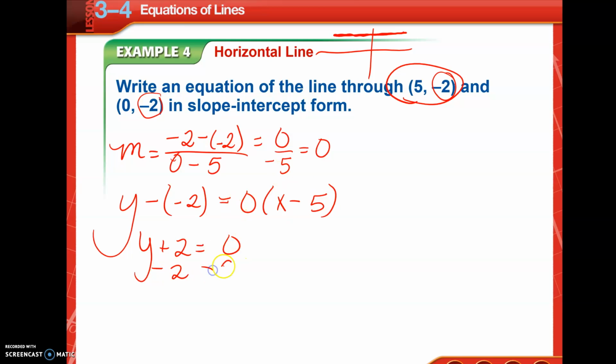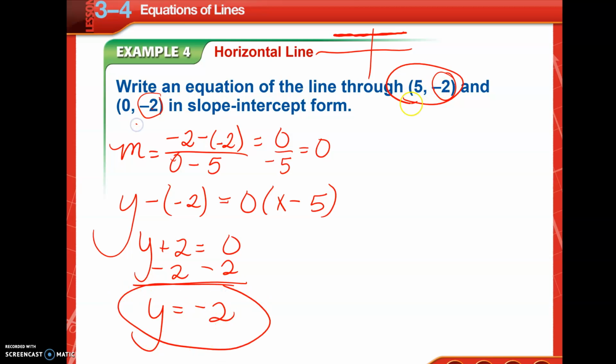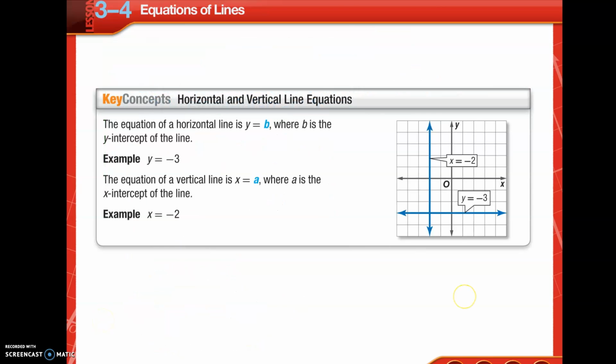And then I want to subtract over my 2. So y equals negative 2. Notice my y's are equal to negative 2, both of them. And my equation is y equals negative 2. That happens every time I have horizontal lines: the y's are the same. When I have vertical lines, whatever points I have, the x's will be the same, and it'll be x equals whatever the x is.